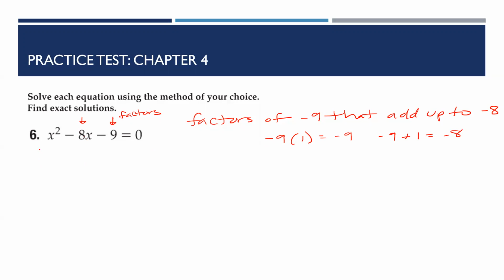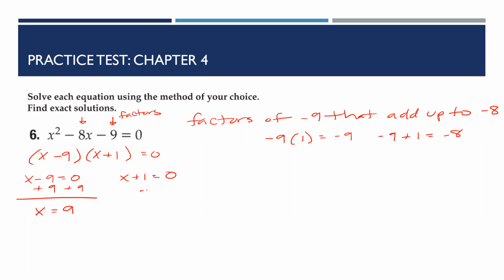So since this one was easily factored, I would choose to use factoring, but it's up to you which method you want to use. Okay, so I've got x minus 9 and x plus 1. I set each of those equal to 0. And then I solve for x, and x is equal to 9. And then over here, I would subtract 1, and x is equal to negative 1. So these are my two solutions. If I were to graph this out, this parabola would cross the x-axis at positive 9 and negative 1. Okay.